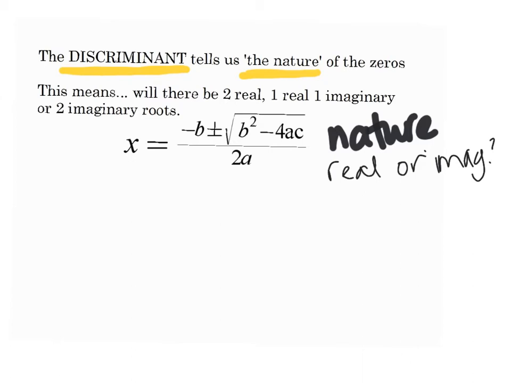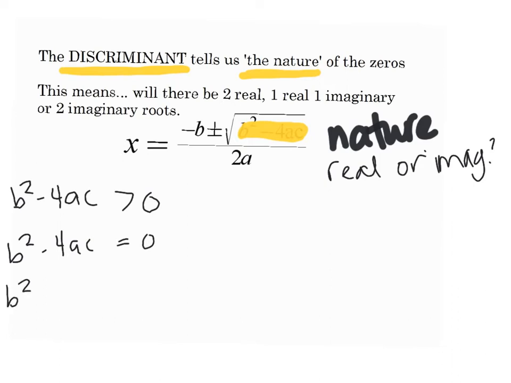The discriminant is this part here. I'm having lots of difficulties here switching between highlighter and pen. This part here is the discriminant, the b squared minus 4ac. And you have three choices. If b squared minus 4ac is greater than 0, equals 0, less than 0. These are your three choices. They all tell us something different.